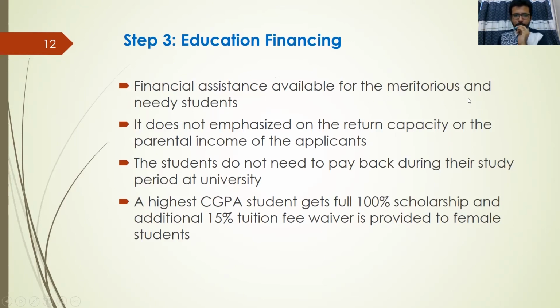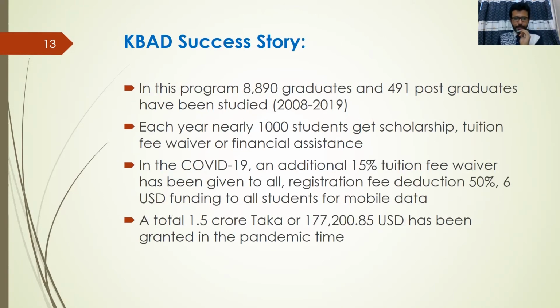This is available for meritorious and needy students. It does not emphasize the return capacity or parental incomes. The students don't need to pay back during the study period. The high CGPA students get a 100% scholarship. An additional 50% tuition fee waiver is provided to the female students. These are the things available. The financing is not provided based on the earning capacity of the parents, that has to be made clear.